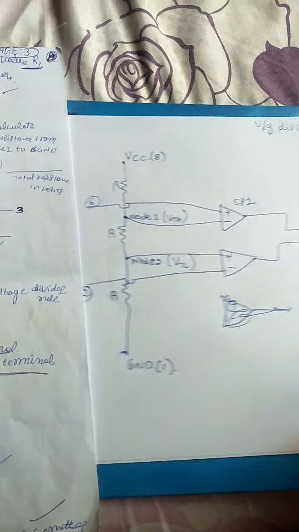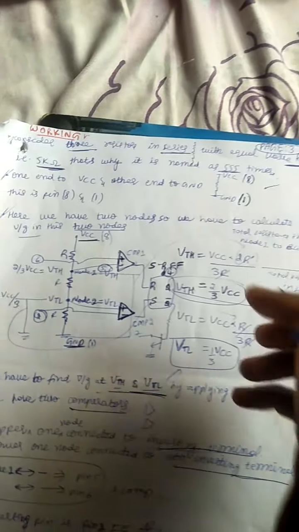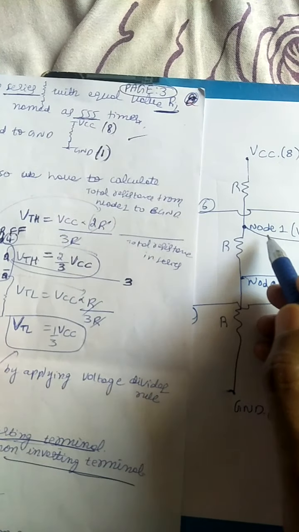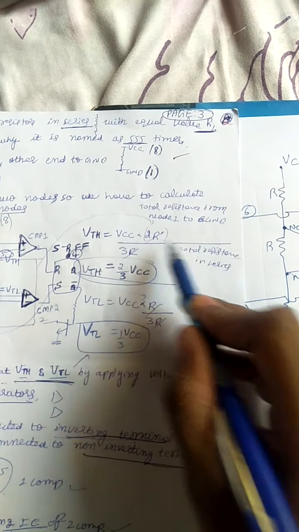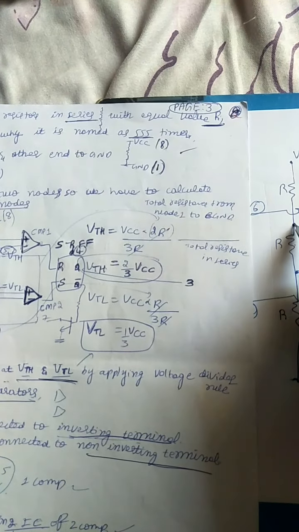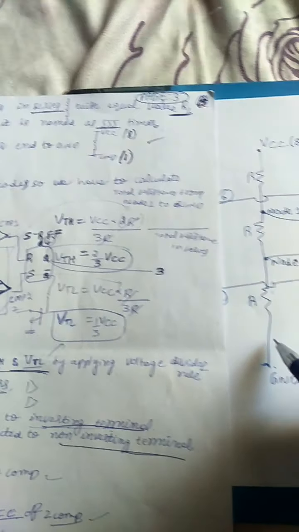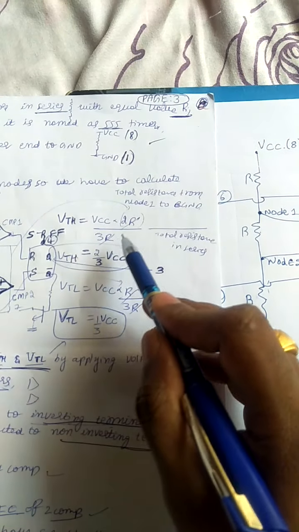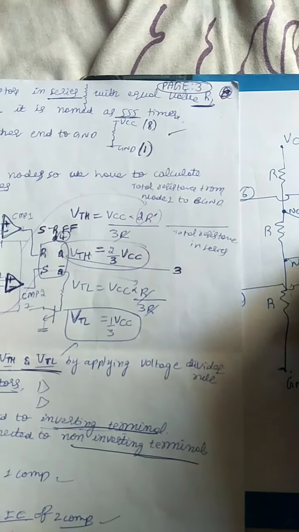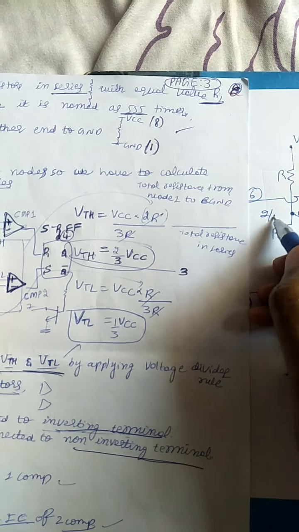So what's the VTH value? You have to find it from here to here, that is VCC into 2R divided by the sum of resistance 3R. VCC into 2R divided by 3R means 2 by 3rd of VCC, which means the voltage at this point is 2 by 3rd of VCC.